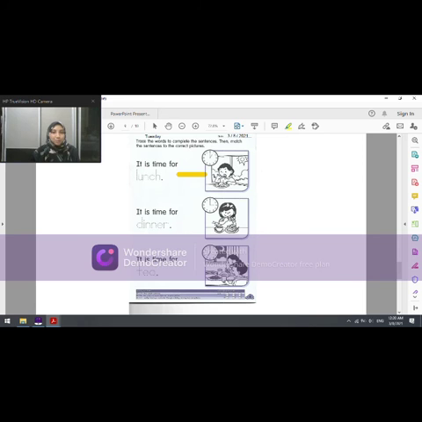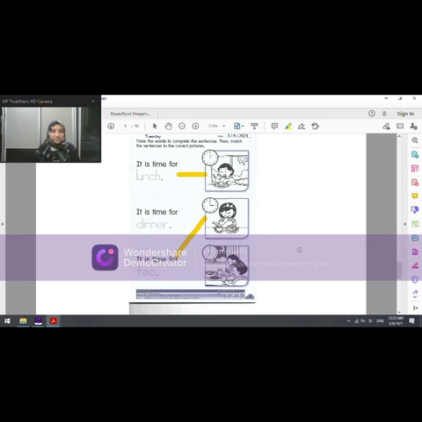Now look at the second picture. What is the time now? The time is 3 o'clock in the evening. Normally we will have tea. Tea at 3 o'clock. Right? So it is time for tea. This is the sentence. It is time for tea. And let's match this sentence to the second picture.